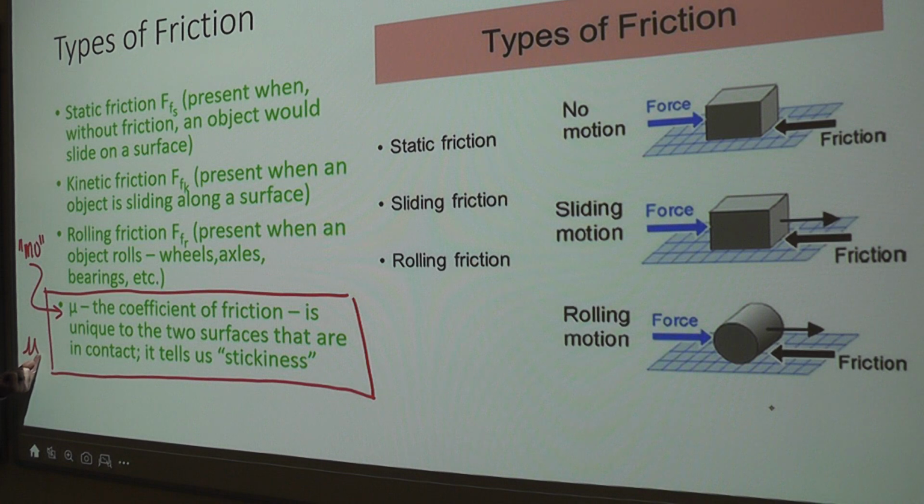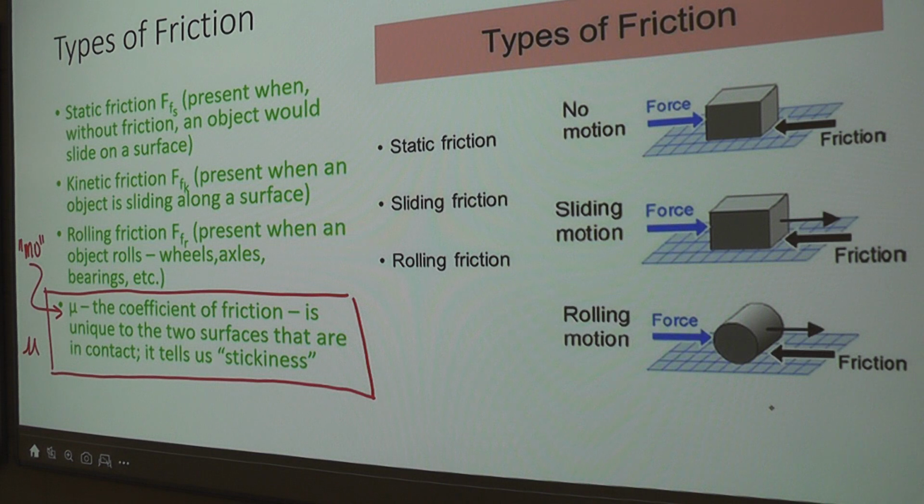Sometimes we'll have mu with a little s or a k or an r to indicate that we're talking about the coefficients of static or kinetic or rolling friction. And the coefficients of these different kinds of friction aren't the same. So in any one object, any one set of surfaces, like this block on this track, it has one mu for when it's motionless and a different mu for when it starts to slide.